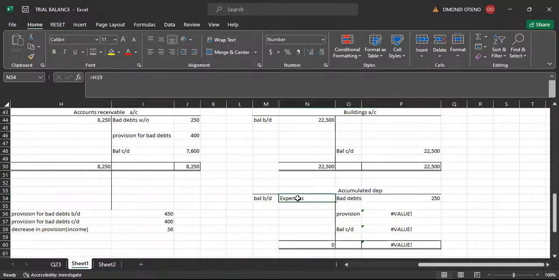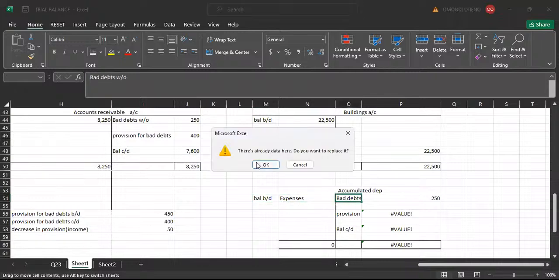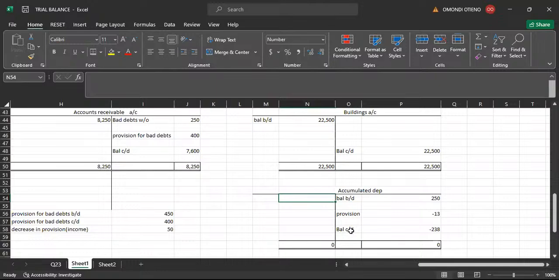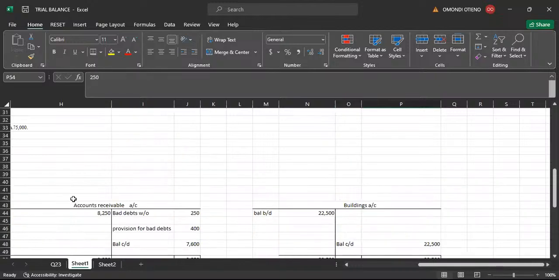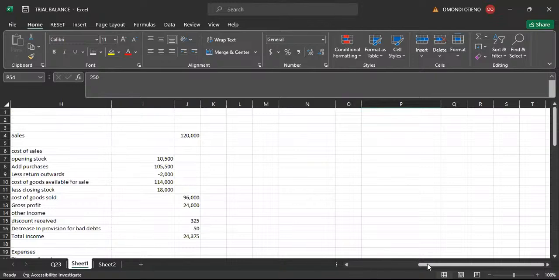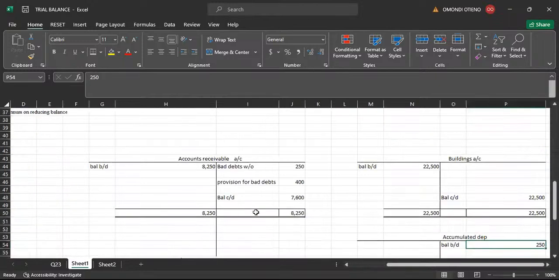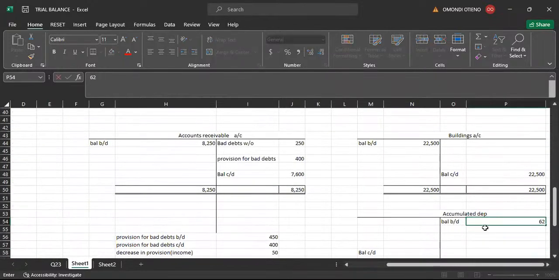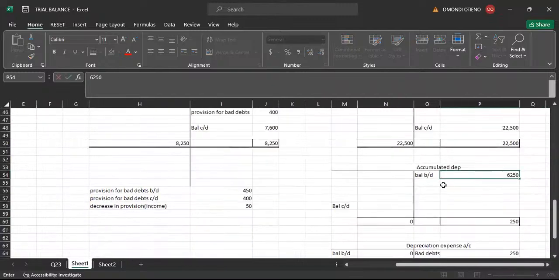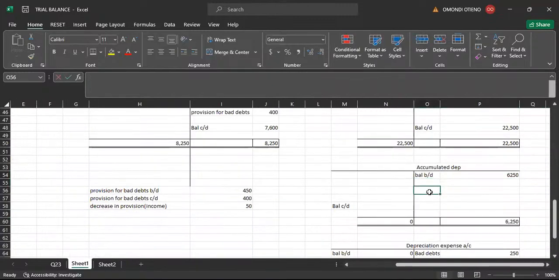But then, for the balance brought down at the beginning of the year of accumulated depreciation, we said yesterday that it should not be on the debit, but should be on the credit side. So balance brought down there should be equal to what is given up here. Let's see. The balance brought down for the accumulated depreciation as at 1st of April 2022 is 6250. So I simply come down here and indicate my 6250. From this 6250, I should be able to get the depreciation expense for the year.